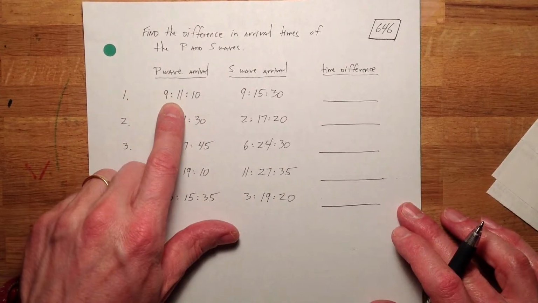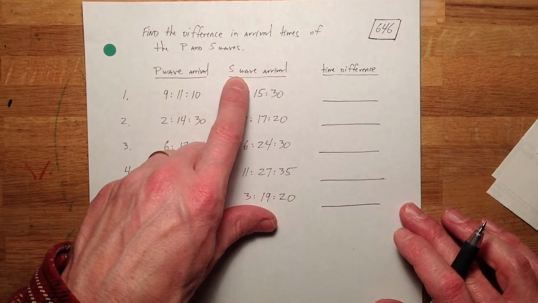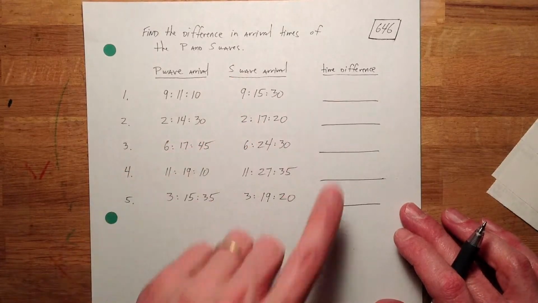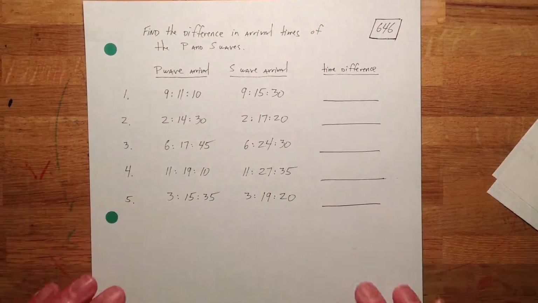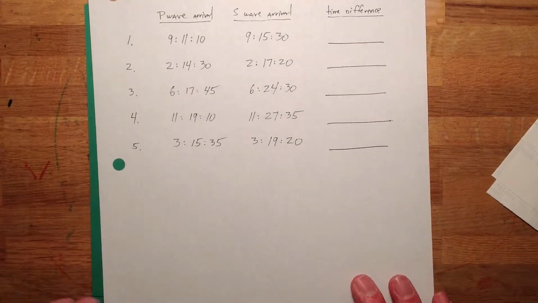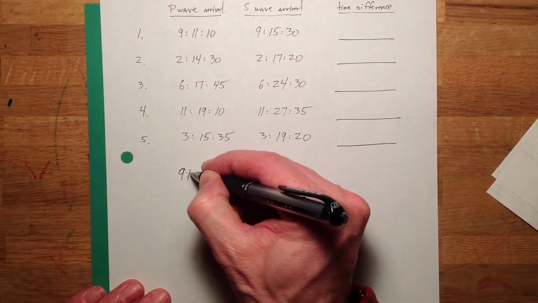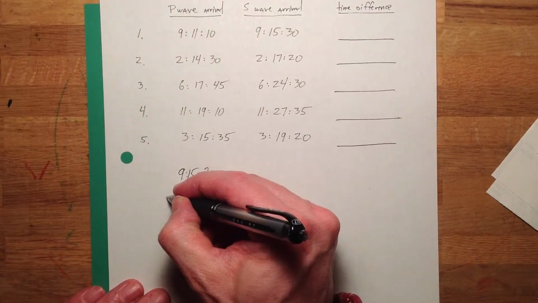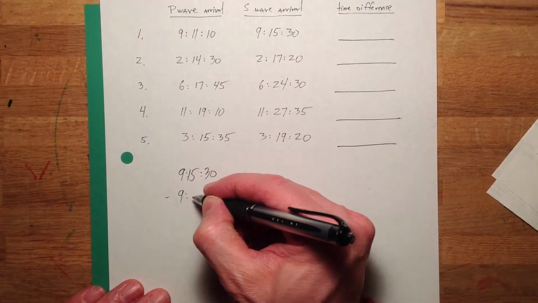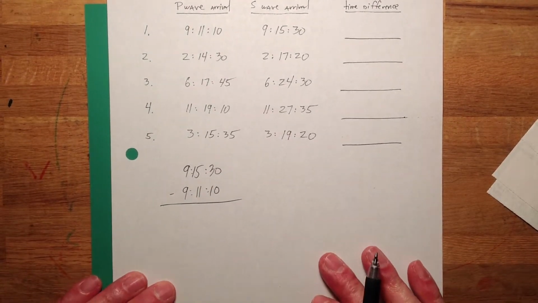P wave arrives first, primary. S wave arrives second at this time. What's the time difference between them? So you need to rewrite them, and we have the space at the bottom of the page for you to do that. So I'm going to do that. Higher number on top. 9:15:30 minus 9:11:10.